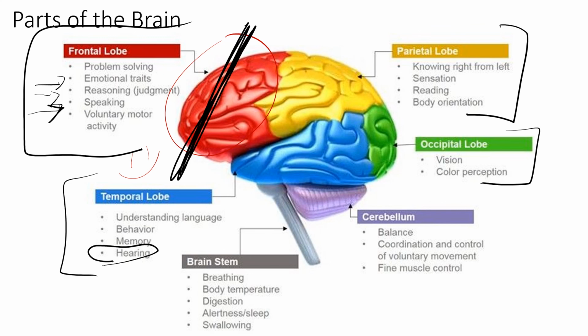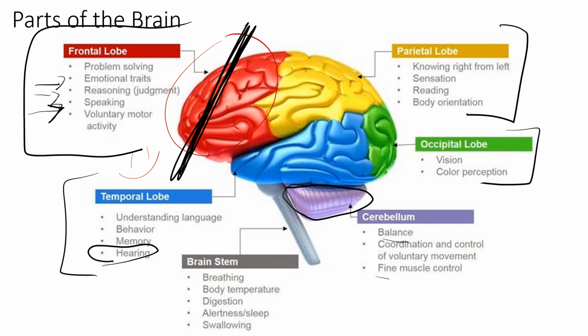All right, the cerebellum. This is going to be a small section at the bottom of your brain next to the brainstem. It controls balance, coordination, and fine muscle control. Fine muscle control is different than normal muscle control. Normal muscle control would be like walking down the street. Fine muscle control is being able to write something or tie your shoes.